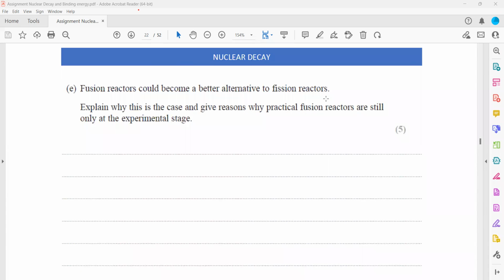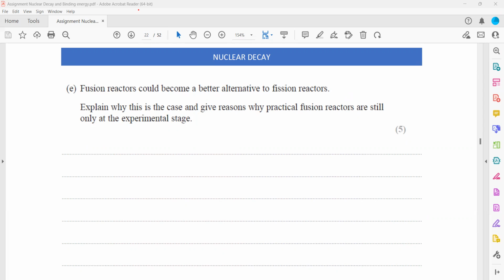Then fusion reaction could become a better alternative than fission. Explain why this is the case and give reason why practical fusion reactions are still only at experimental stage. We know that fusion produces an enormous amount of energy compared to fission, and the fuel availability, hydrogen availability, is infinite as compared to uranium or plutonium. But still, it's not practical. It's still in the experimental phase, not in the practical phase.